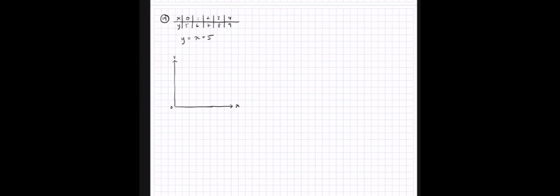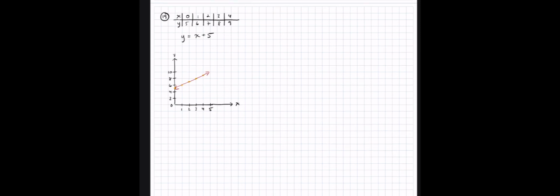And then we can go ahead and put a 1 and a 2, a 3 and a 4. We can put a 5 here. And then let's go maybe 2, 4, 6, 8, 10. So 0, 5 is here, 1, 6 is here, 2, 7 is here, 3, 8 is here, and 4, 9 is here. So we came up with an equation and we made a graph. And there we go. There's 19.